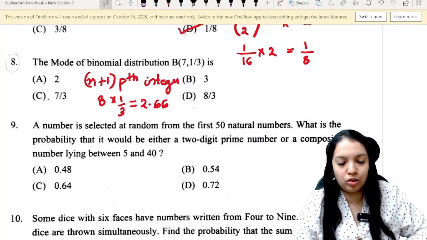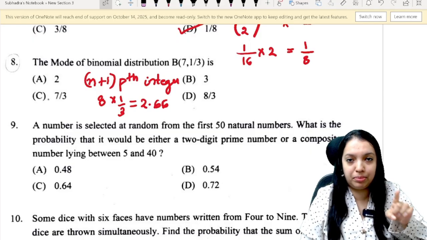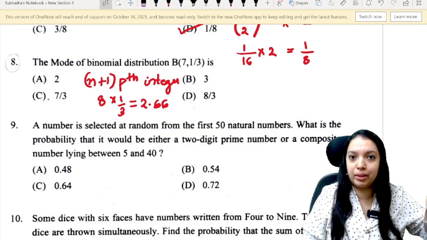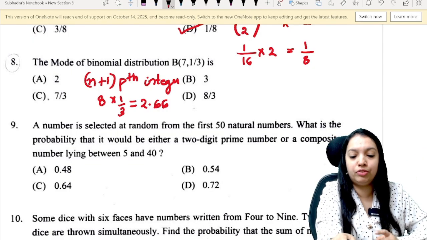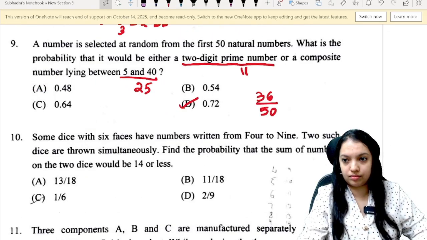Find the mode of the binomial distribution. Because p value is 1 by 3, we will apply the formula (n plus 1) into p, take the integer. Had the p been 1 by 2, we would have applied the np formula. Here, the value will be 2.66, the integer of which is equal to 2.